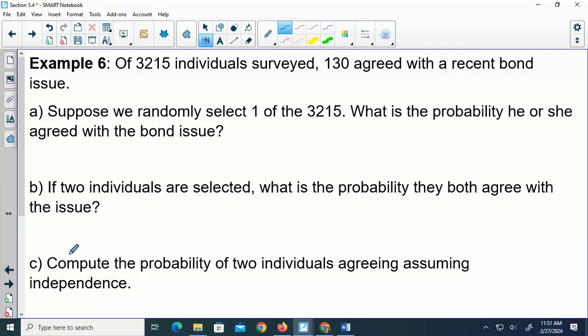Let's look at this one. Of 3,215 individuals surveyed, 130 agreed with a recent bond issue. Supposedly, we randomly select one. What's the probability he or she agreed with the bond issue? So what do we do? No tricks, this is a straightforward one.